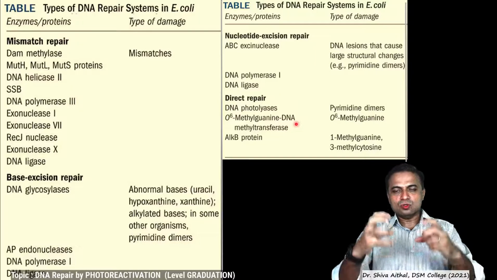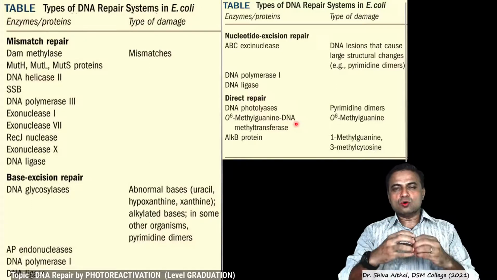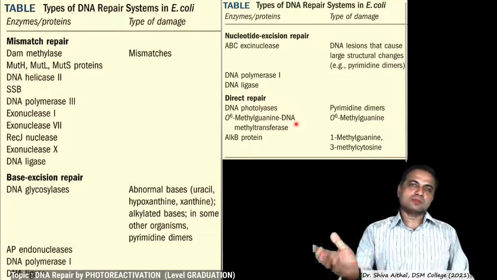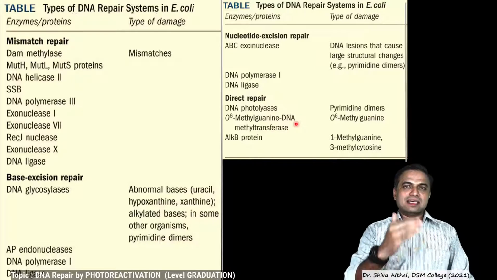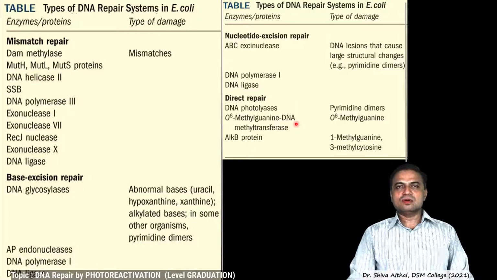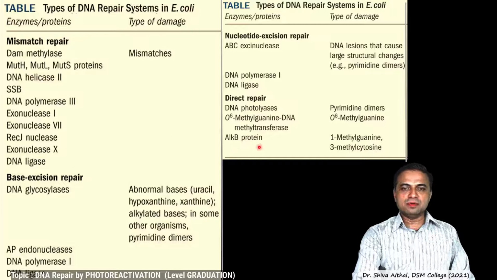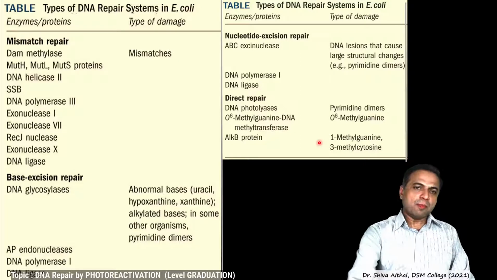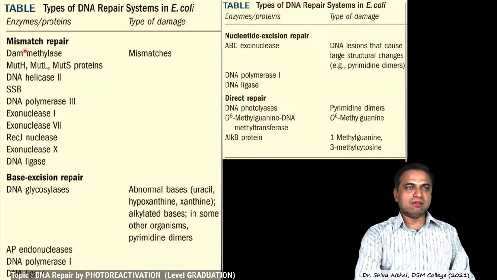What does this enzyme do? As the name itself indicates, it goes there and just removes the methyl group, and the methyl is transferred, so it reverts back to its normal Watson and Crick pairing, without cutting the DNA. And there is the ALKB protein. This is also found in higher animals, and it repairs 1-methyl guanine and 3-methyl cytosine type of damage. Apart from this, in my next lecture I will be talking about nucleotide excision repair, base excision repair, and mismatch repair.